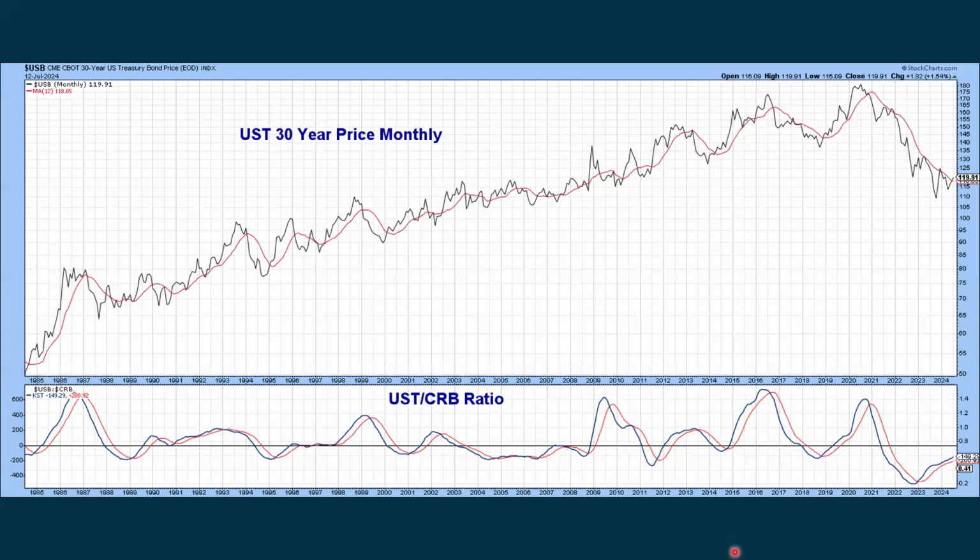Then we have a monthly chart of the long-term bond on top, which has been in a downtrend. But for the first time in quite a while, it's starting to go above the moving average. That would be beneficial if we could continue to go up here. But when we look at the bottom with the price of bonds and compare it with commodities, bonds are still outperforming going all the way back to 2023.